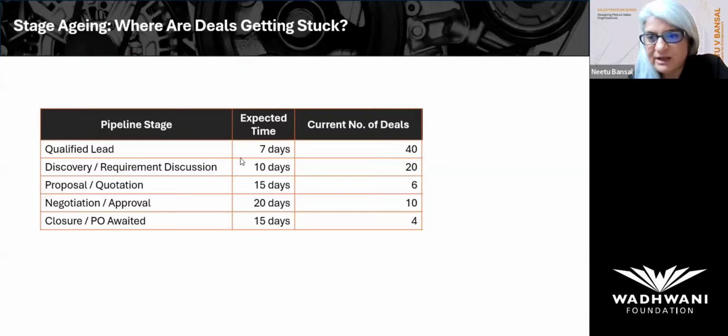Let's say when we get a new lead, it should be qualified within 7 days. This is what the data is saying. Now, this is for a larger B2B. If it's a smaller organization, within 24 hours, within 48 hours, 1 working day, whatever applies to your business, you can apply it. If it is in the discovery stage, that means you've got 10 days to understand the customer's requirement and send a proposal.